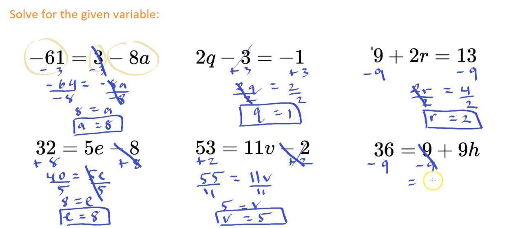Last one, minus 9. Minus 9 on that side, that cancels out. Leaves us with 9h. On this side, we're left with 27. Divide by 9. That cancels out. That leaves us with h on that side, 3 on that side. Just reformat so that the variable is on the left and its value is on the right, and box the final answer.